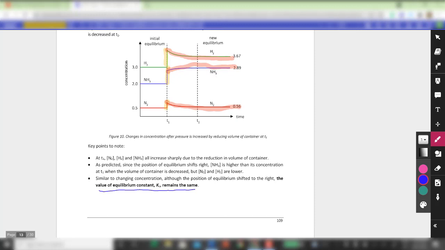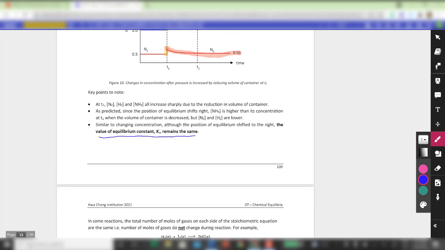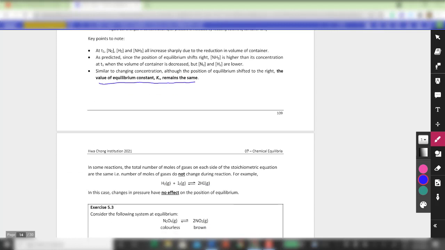So with that, I hope you can see that we kept emphasizing Kc remains the same. Of course, there is an underlying idea that there is a way for us to manage any temperature rise or fall, if any. So at the end of the day, with temperature being kept constant, Kc remains the same, as well as Kp.